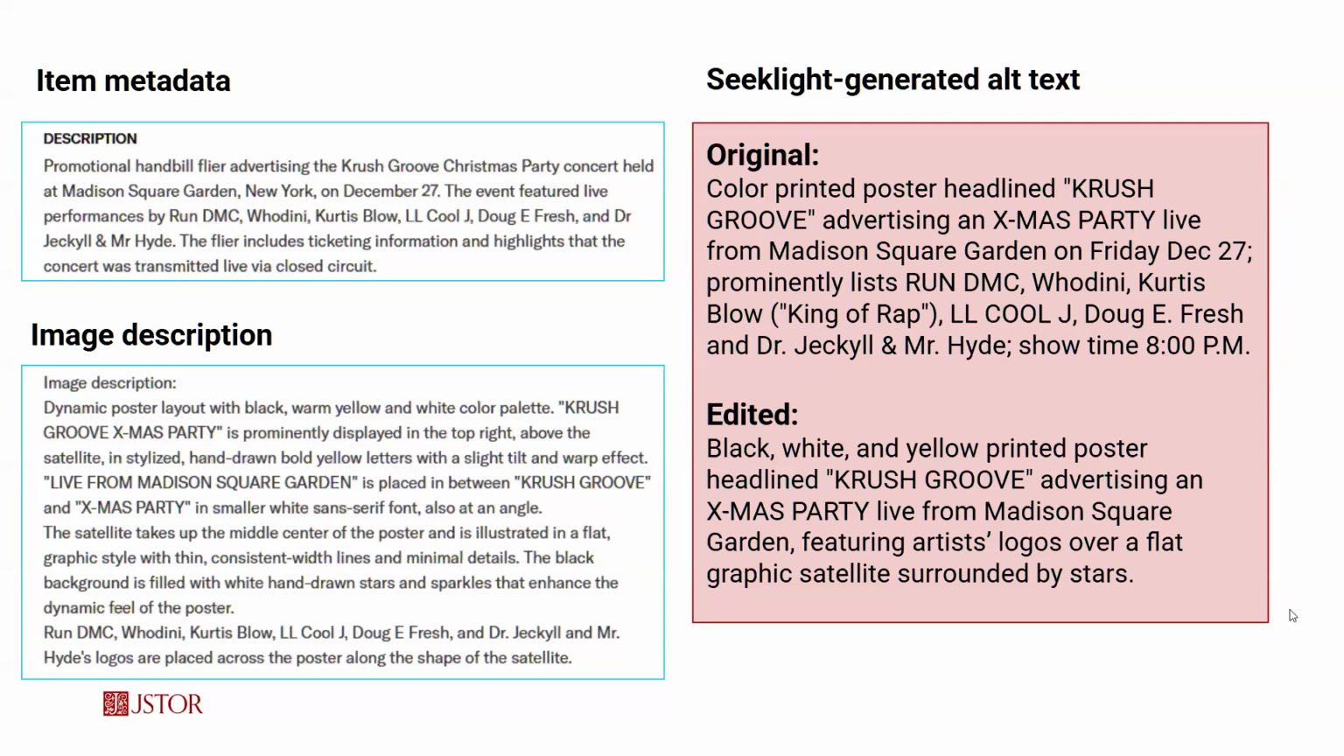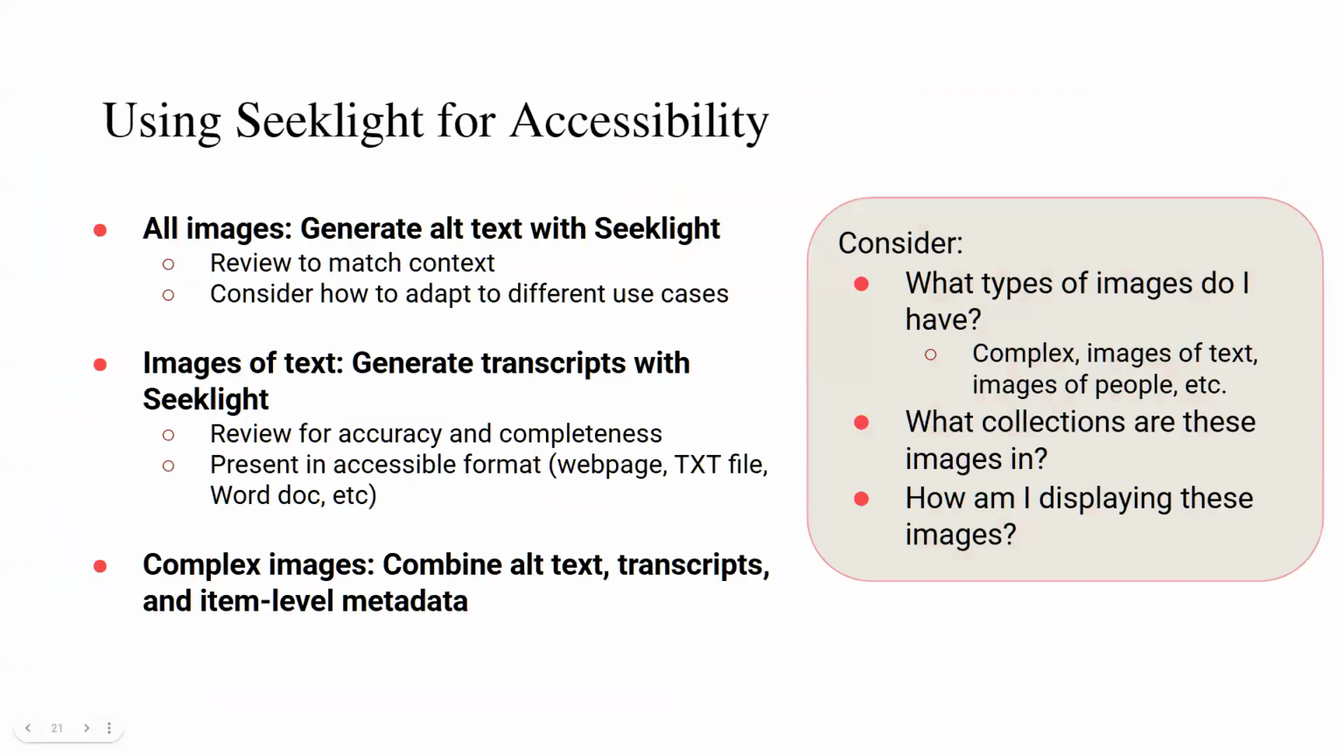So as you think about what you need for your items, I have a couple of questions that you can consider. The first is, what types of images do you actually have? You might have collections that are all complex images, a specific type of complex image, even like a map collection, or you might have all images of text, depending on how you're digitizing your items. Or you might have collections with images of people or sensitive materials that you want to approach carefully. These are good things to know going in, so you can strategize. The other thing to think about is what collections those images are actually in. This will inform what details are important.